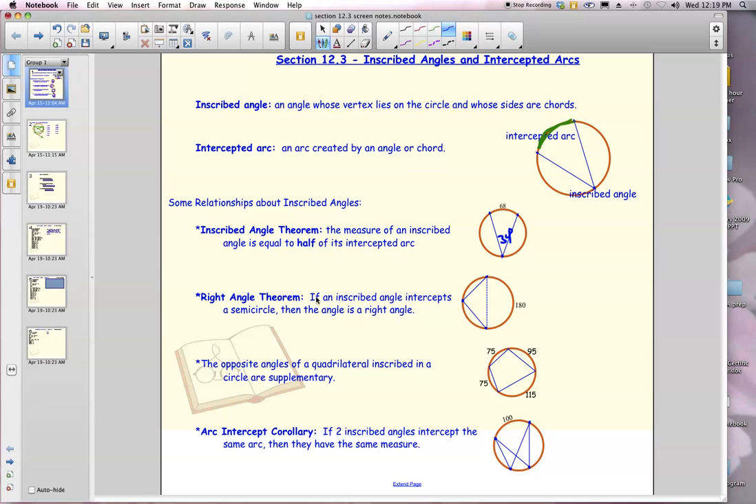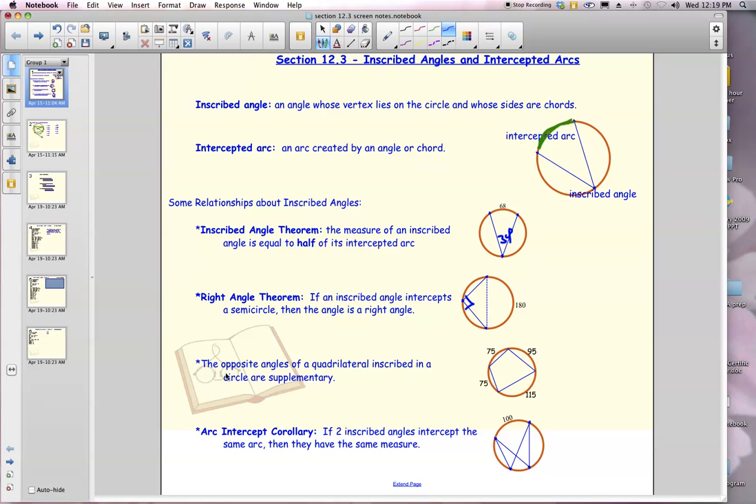There's a side corollary theorem that goes with that, and it says that if your inscribed angle intercepts half of the circle, in other words 180 degrees, it would have to be a right angle. And that's because it would have to be 90 degrees, because half of 180 is 90 degrees. So if it intercepts a semicircle, half the circle, then it's going to have to be a 90-degree angle. That will help us later looking at these kinds of triangles in here.